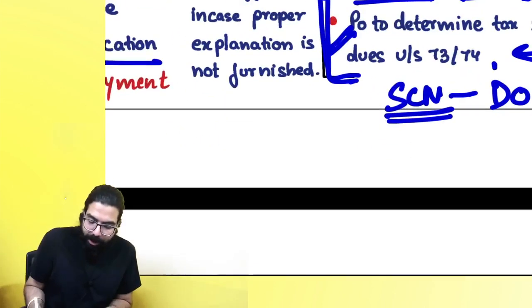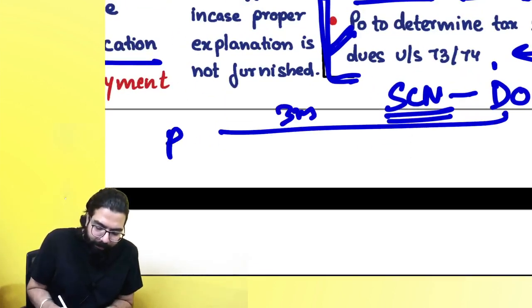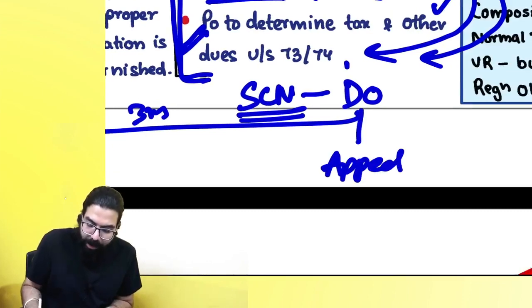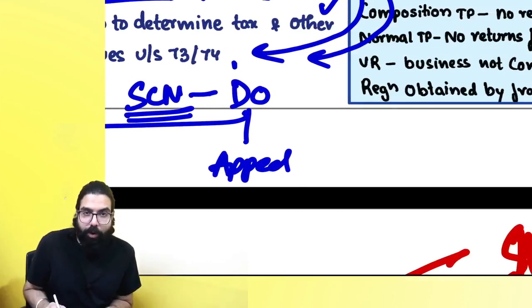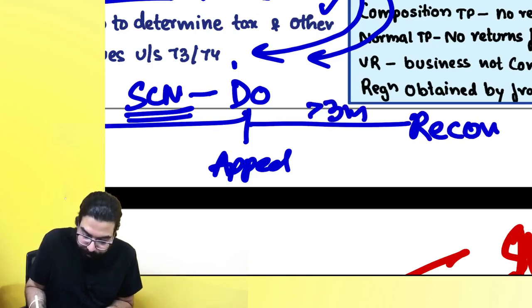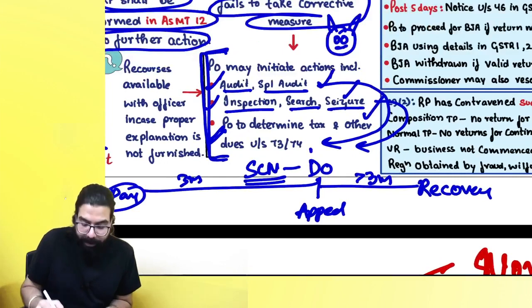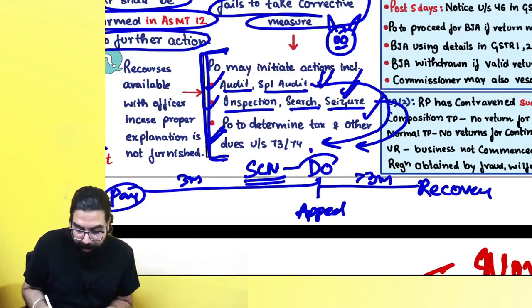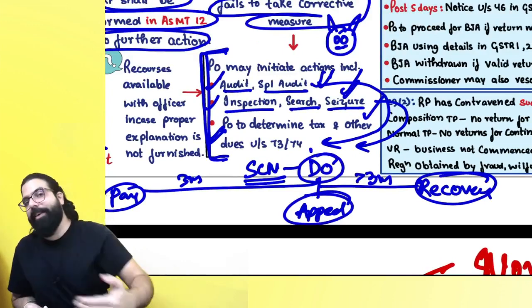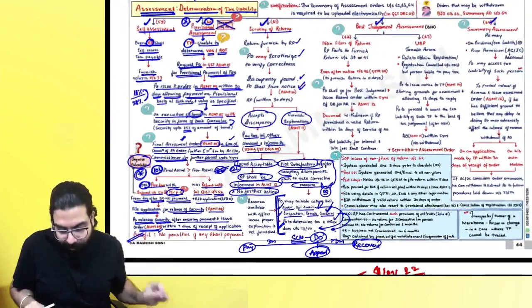Now, for the demand order, either pay within 3 months. If you don't pay, then within 3 months go for an appeal. If you don't go for an appeal or you don't pay, then after 3 months recovery will start. And this is the linking for your other chapters: audit, special audit, inspection, search, seizure, and then demand, recovery, appeals and revision. These will be your other chapters. Here is the linking for the other chapters.